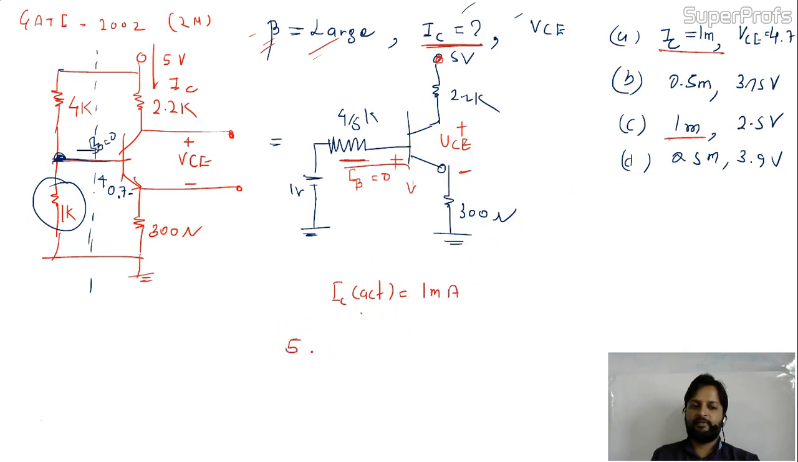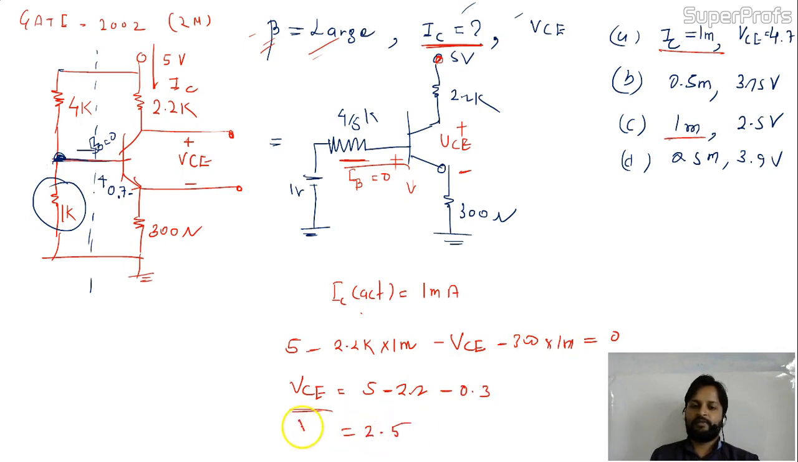So you will start with the 5 minus 2.2k of current is 1 milli, minus VCE, minus 300 of IE, and that is 1 milli itself, equal to 0. So VCE you are interested in calculating, so VCE will take that side. It will be 5 minus 2.2 minus this thing, which will be 0.3. So it will be 2.5. So VCE equal to 2.5. Do we have any option in which IC is 1 milliampere and VCE is 2.5? Yes, we are having option C. So you have to take option C.